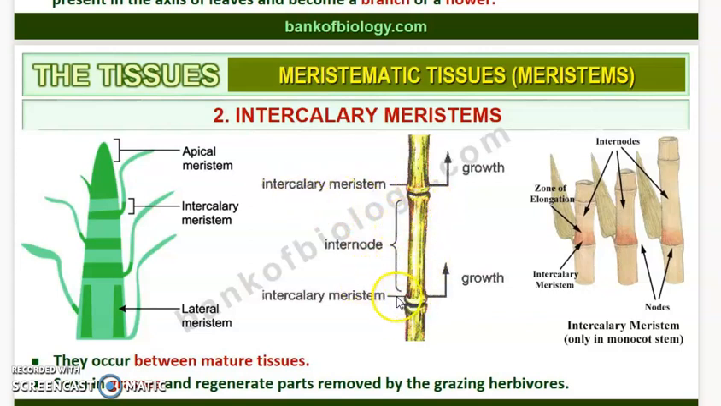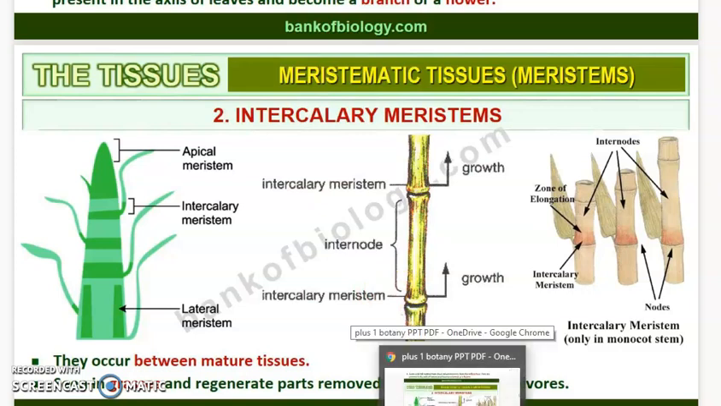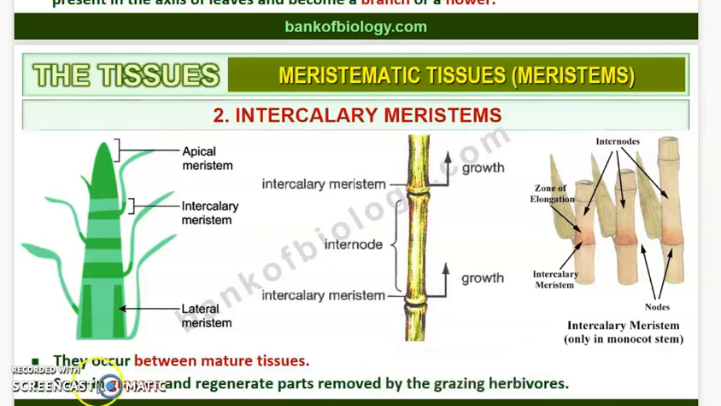Okay, you can see the node is a place where the leaves will arise, and internode is the space between two nodes, and these intercalary meristems are present in the internode region. Okay, and intercalary meristem we can find easily in grasses. So these are seen in grasses, and these grasses will regenerate parts removed by grazing herbivores. So we are saying that intercalary meristem is seen in grasses, right?